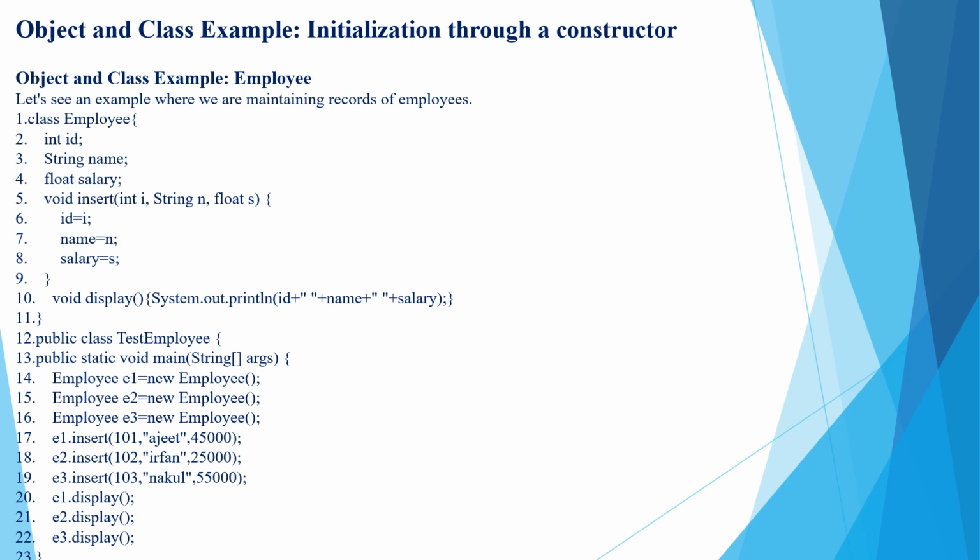Then e2.insert, again we are passing three arguments, and e3.insert with three arguments. Thereby we are calling the display method: e1.display, e2.display, e3.display. Automatically the control goes to the display method, and thereby it is printing the name and salary of these three employees.